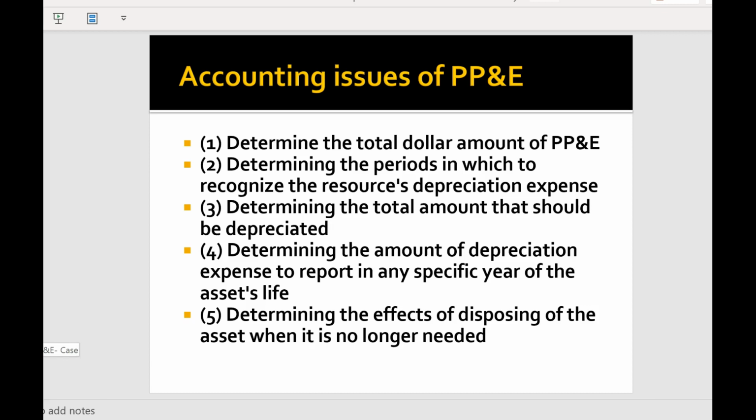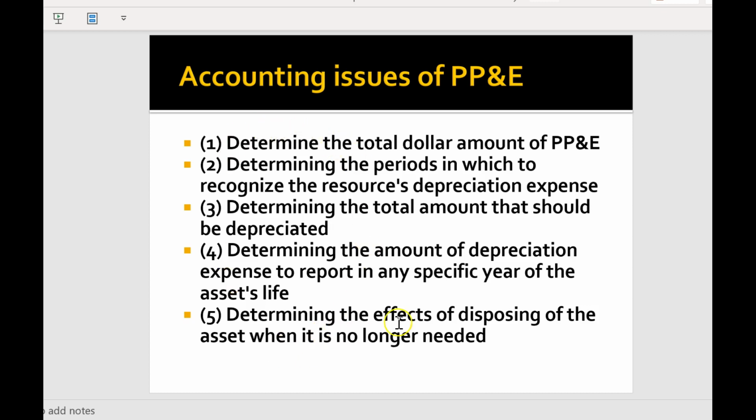So let's talk about determining the value and depreciation of PP&E. So the accounting issues of PP&E include how are we going to determine the total cost, right? How do we determine the periods in which we are going to recognize the depreciation? I'll talk about depreciation in a minute. And we need to determine the total amount that should be depreciated. We need to determine the amount of the expense. We need to determine the effect when we dispose of the PP&E.